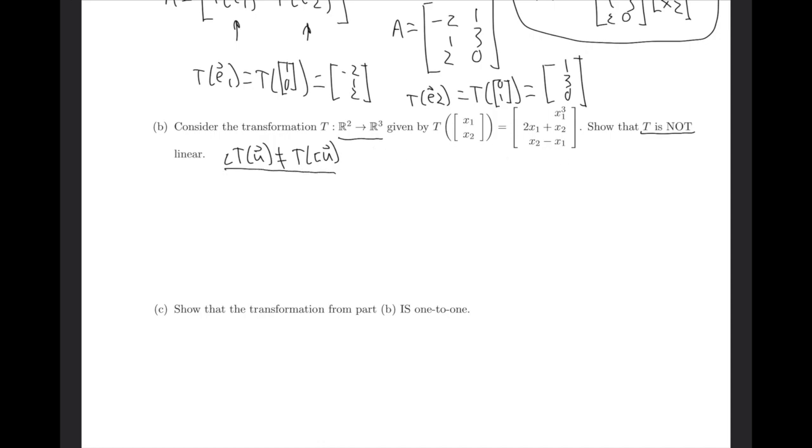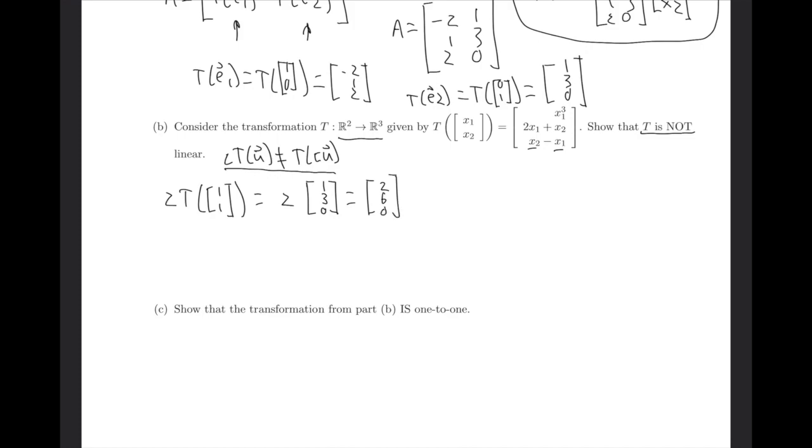Let's just choose some random arbitrary vectors. So let's say C is 2 and U is (1, 1). So if we did this computation, we'd get 2 times T of (1, 1). So T of (1, 1) has an output of 1, 2 times 1 plus 1 is 3, 1 minus 1 is 0. This gives an output of (2, 6, 0).